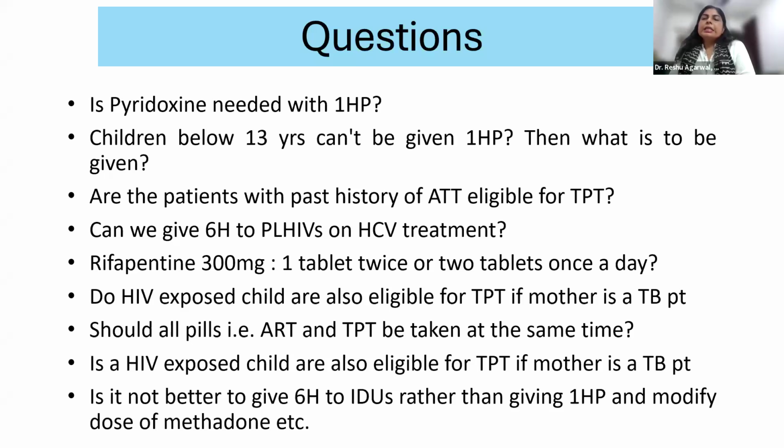So this was actually the earlier guideline that after completion of ATT, soon after that, TPT needs to be given to adults as well. But since now in the program, we are using a very robust ART regimen, and our PLHIV are virally suppressed. The immune response is really good.